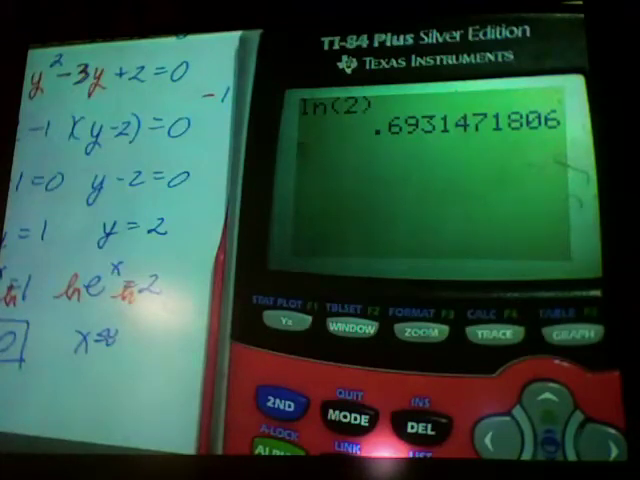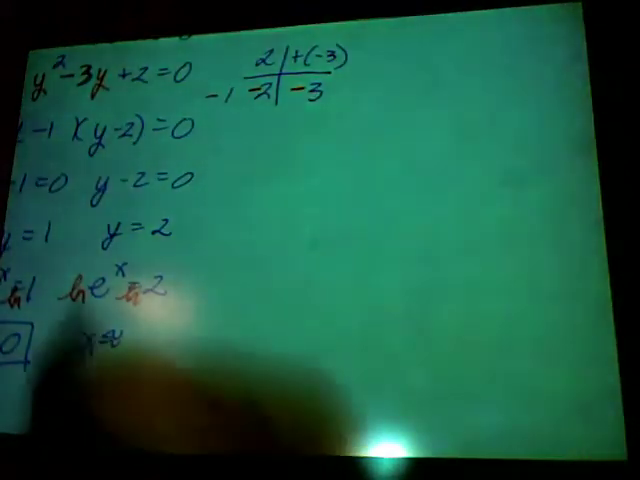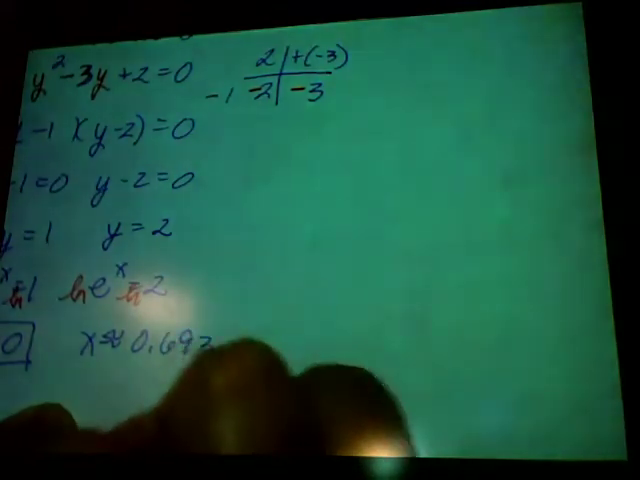Woo, yippee. All right, so round to 3 places. What do you get? 0.693.